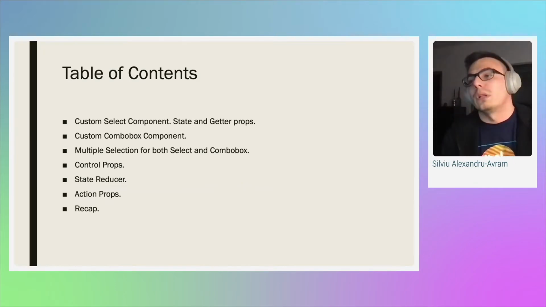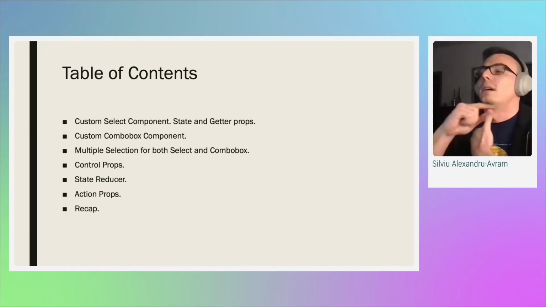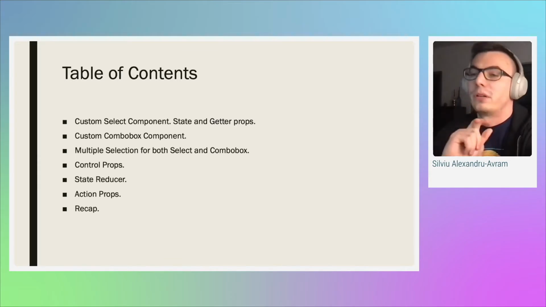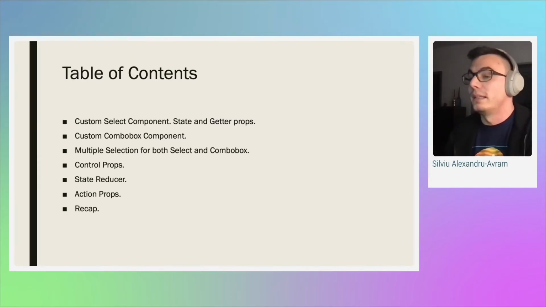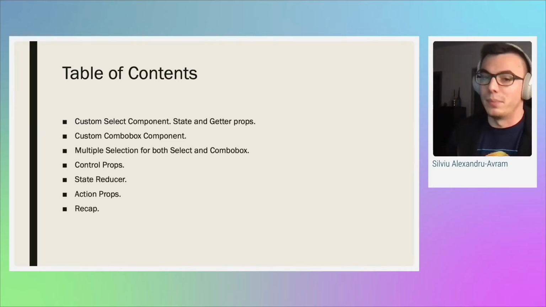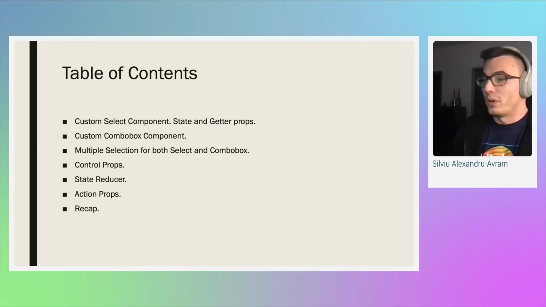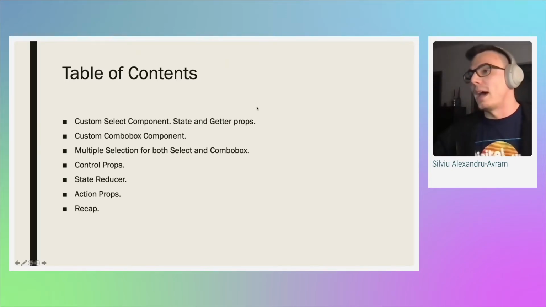So today, what are we going to do? Well, we're going to build first a custom select component using the hook use select, and we're going to introduce the state and getter props. Then we're going to build a custom combo box component. And finally, we're going to add multiple selection to the select. Furthermore, we're going to deep dive into some more advanced API features of Downshift, like the control props, the state reducer, and the action props. And finally, we'll do a recap of all of these. And all of these is a lot. So let's actually get into it.